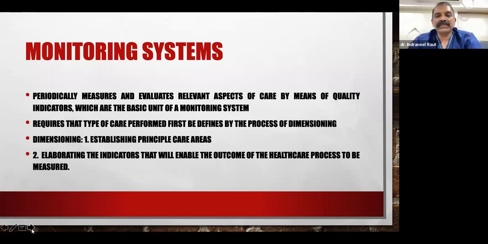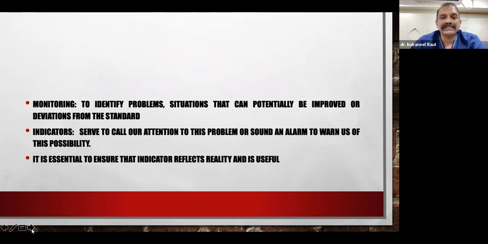So which area you want to assess, like suppose the ICU or a burn unit or something else, like you want to assess the admission counter. So monitoring to identify the problems, situations that can potentially be improved or deviations from the standard. And the indicators serve to call attention to these problems and sound an alarm that something is going wrong. We need to check ourselves. So it is essential that the indicator reflects reality and is useful, because they are the measurements of the quality.